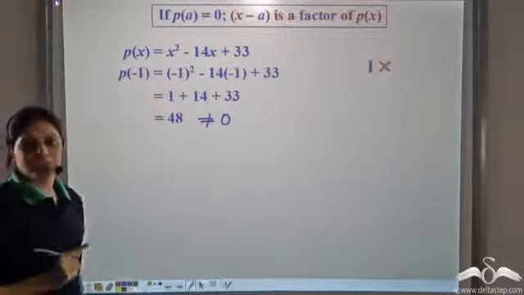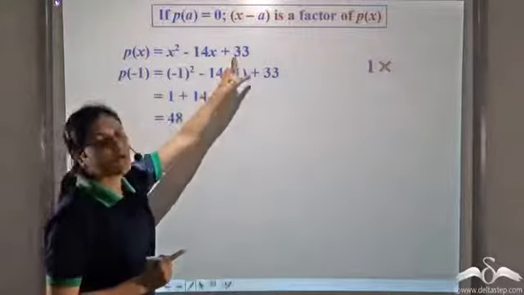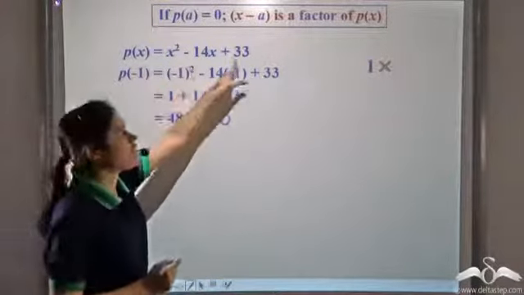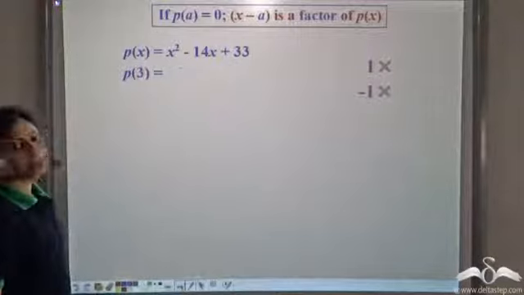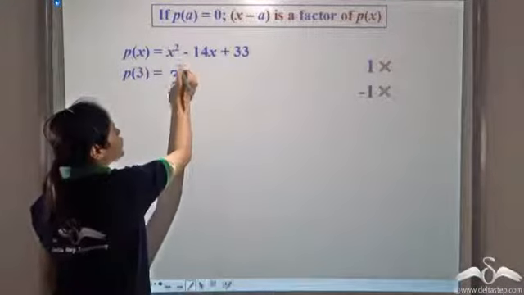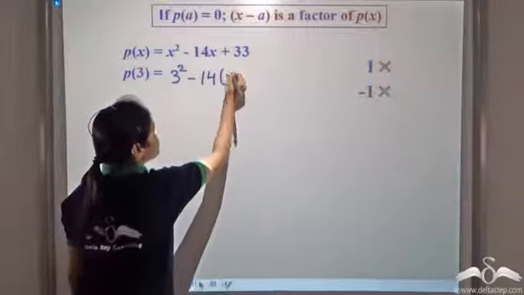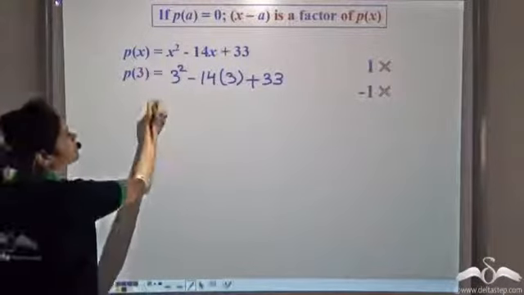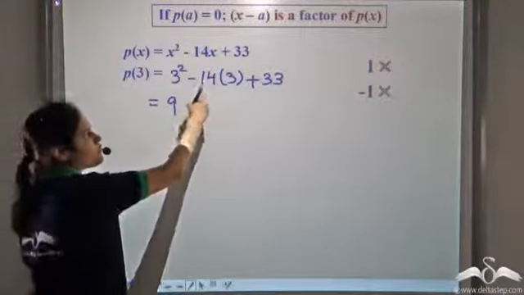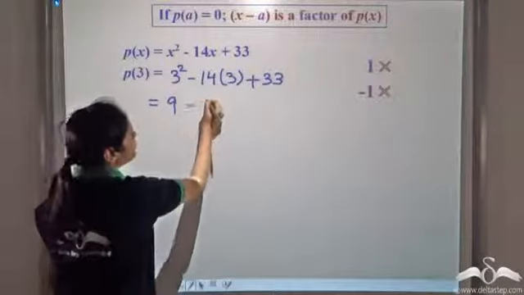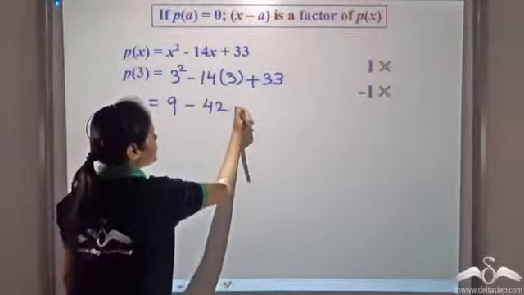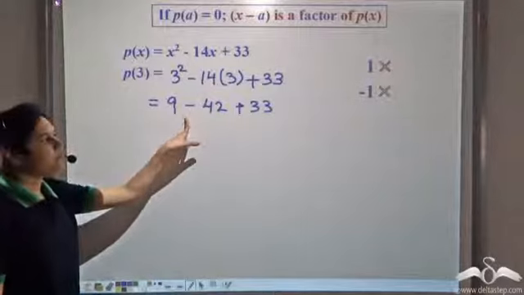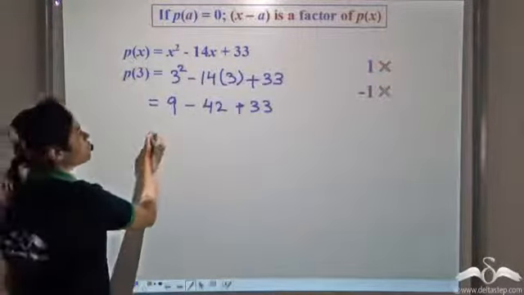Now we check for 3 because we are only checking for the positive and negative factors of 33. So after 1 and negative 1, we check for 3. So find p(3). 3 square minus 14 into 3 plus 33. 3 square is 9. 14 into 3 is 42. And we have plus 33. 9 plus 33 is 42. And we have 42 minus 42 is equal to 0.